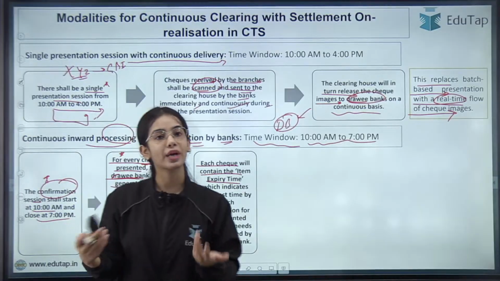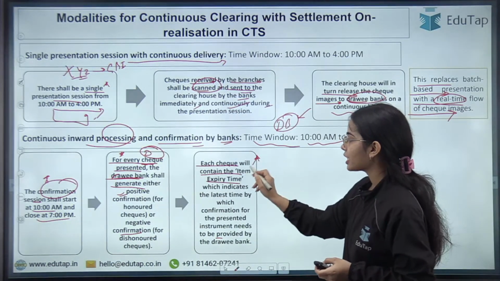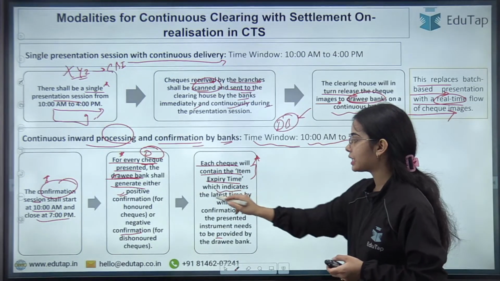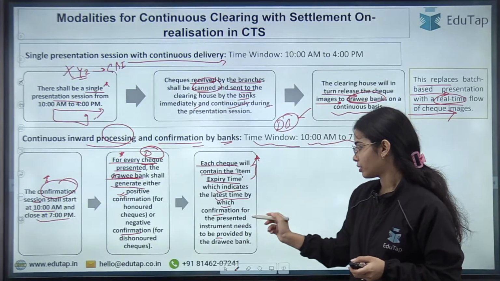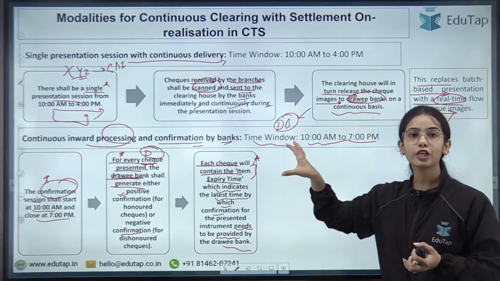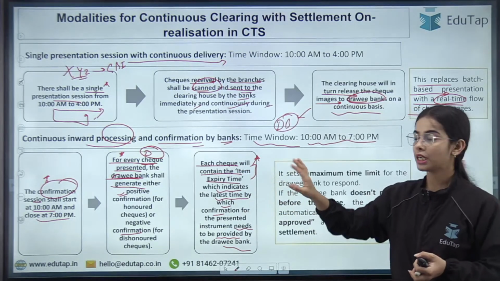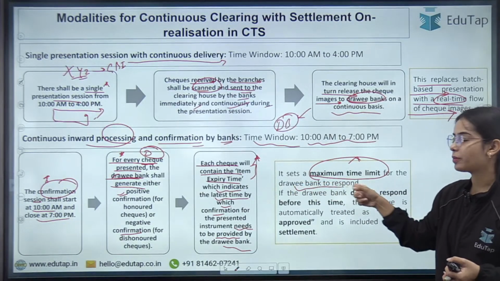Does the bank have 1 day to provide the confirmation? It is said that for each check there will be an item expiry time which indicates the latest time by which the confirmation needs to be provided by the drawee bank. So basically for every check there will be an item expiry time. This is the maximum time limit in which the drawee bank has to respond.